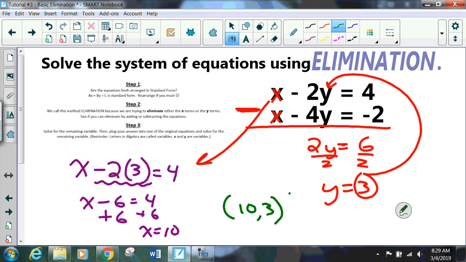Let's see if that's right. If I plug in 10 into the first equation, I get 10 minus, if I plug in 3 for y, I get 10 minus 6 is equal to 4, and that's true. That's the solution to the system of these two equations. Okay, so far so good. Let's look at what else we have.